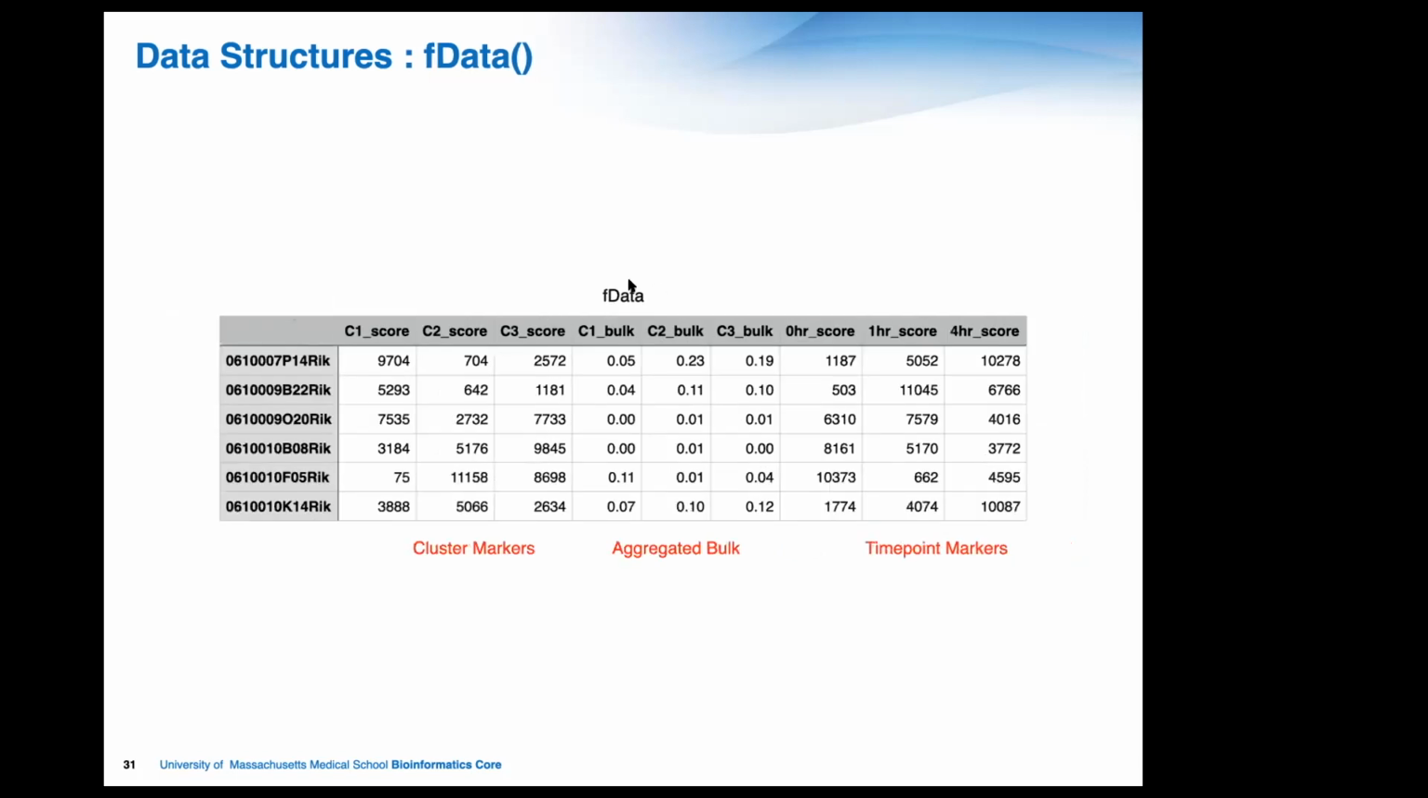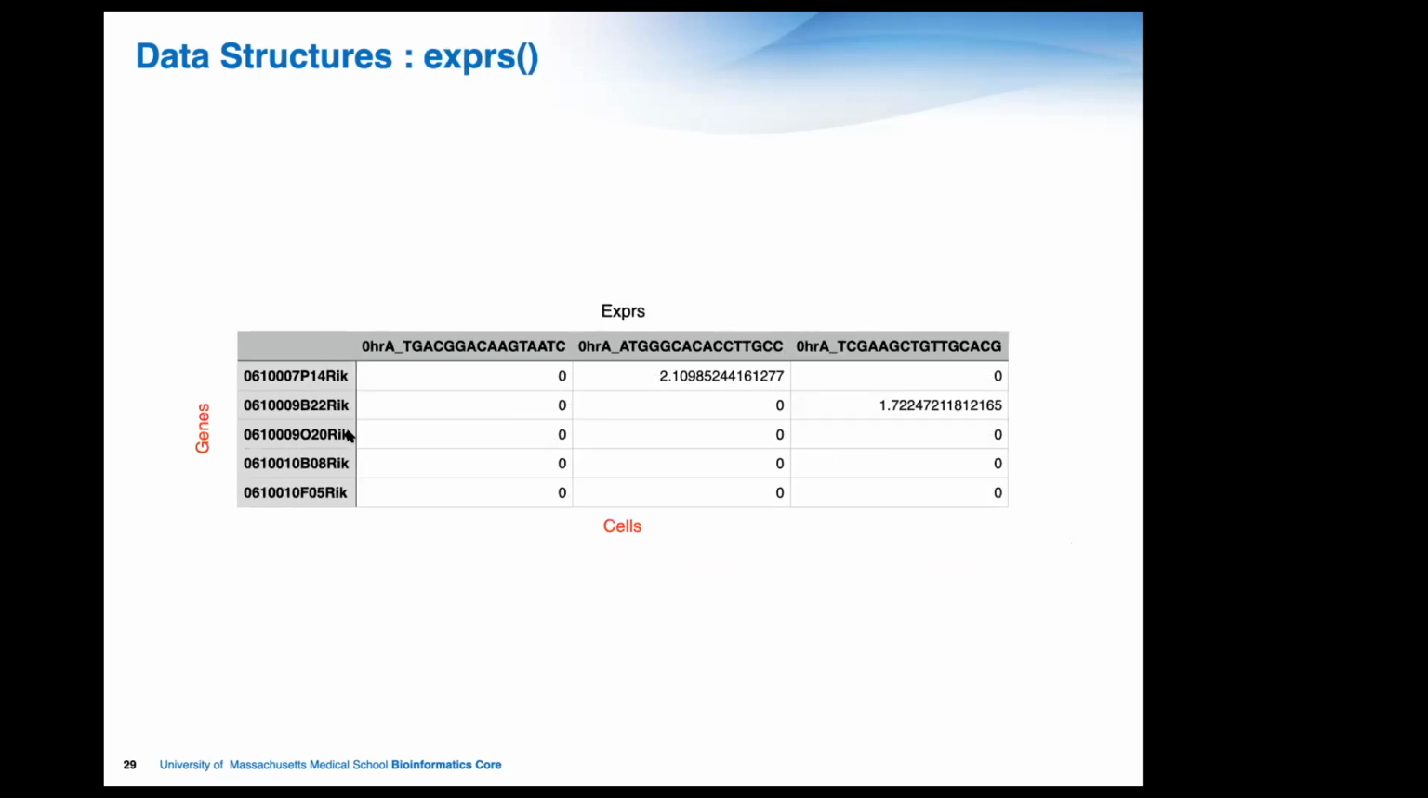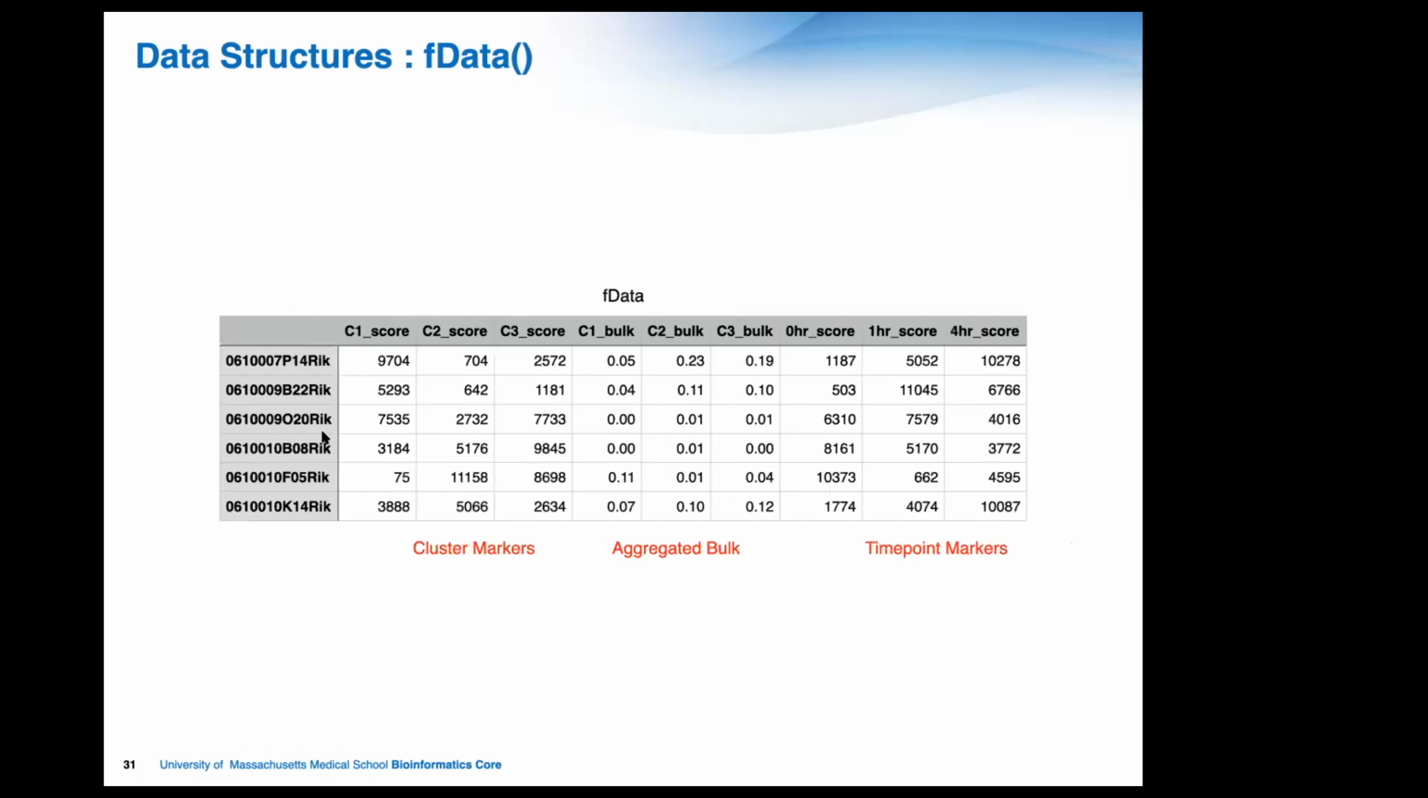Again, anything about a single cell will be stored as a row and column entry in this table. And then last is the fData. Again, rows were genes in the expression matrix, rows are genes here, and we're storing metadata about each one of these genes that we have in the data set.